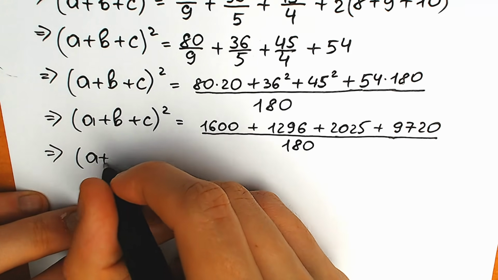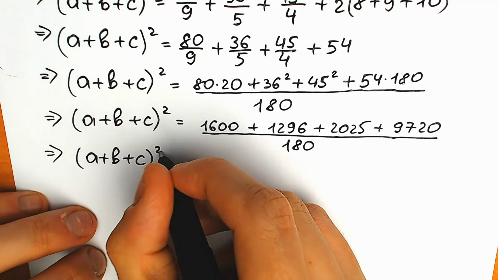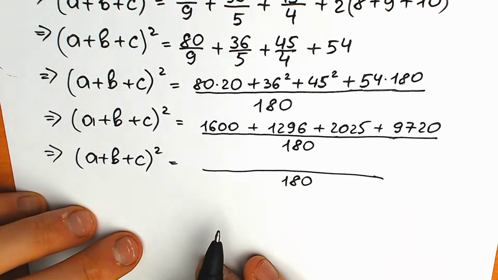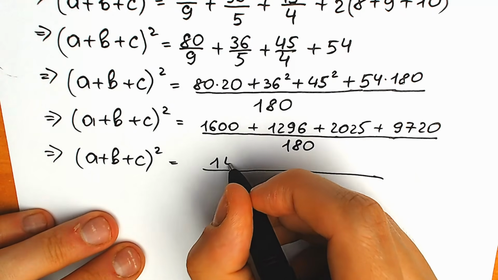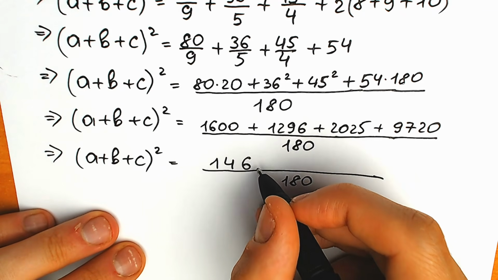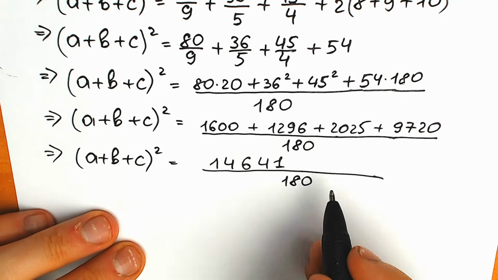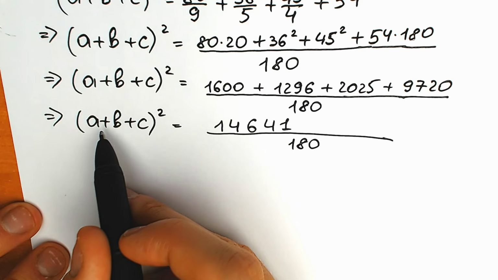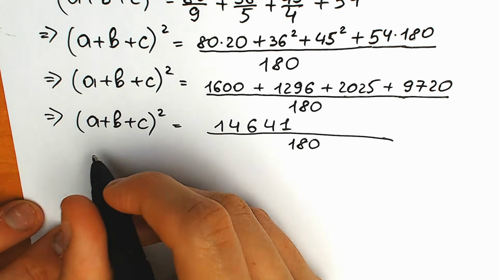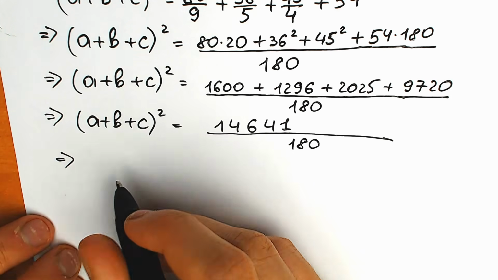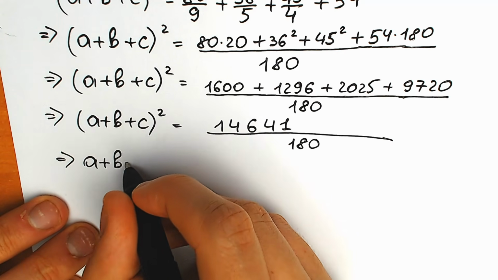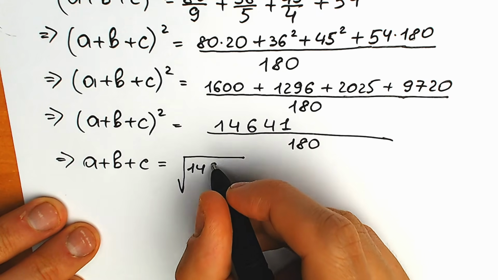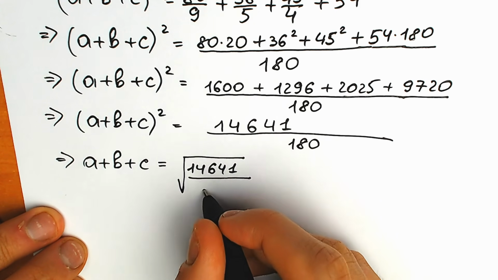So we have (a plus b plus c) to the second power equal to a fraction over 180, and when we add it, we have 14,641. Maybe a little bit long fraction bar, but it doesn't matter. Right now, let's solve for a plus b plus c. That's why we need to apply the square root sign on both sides. So a plus b plus c equals the square root of 14,641 over 180.